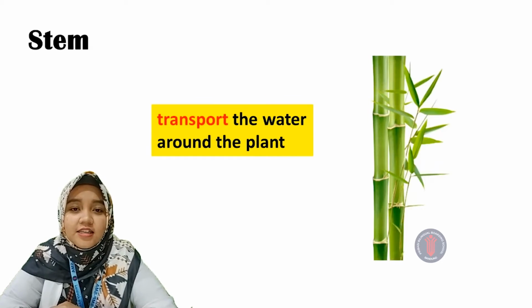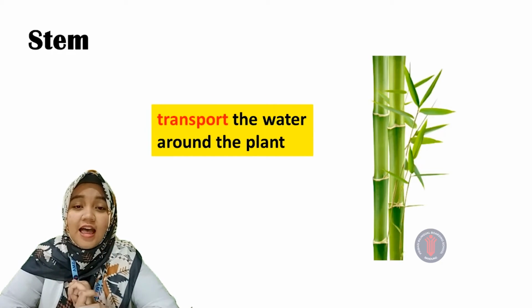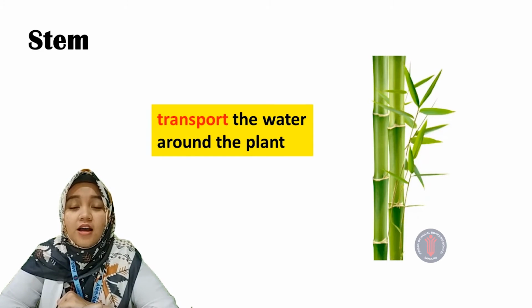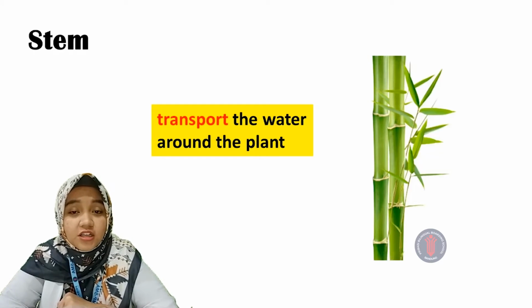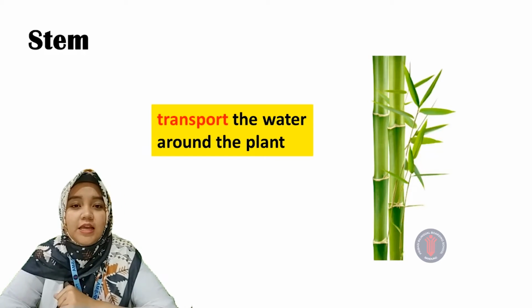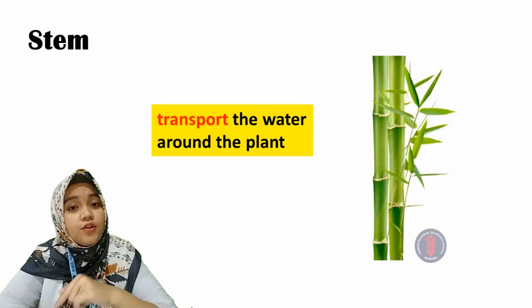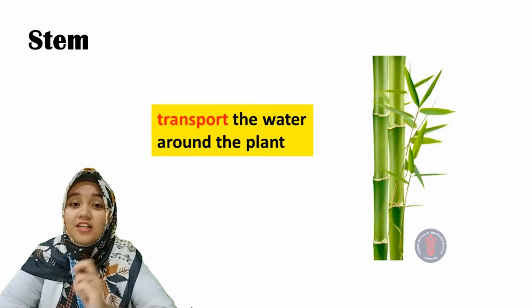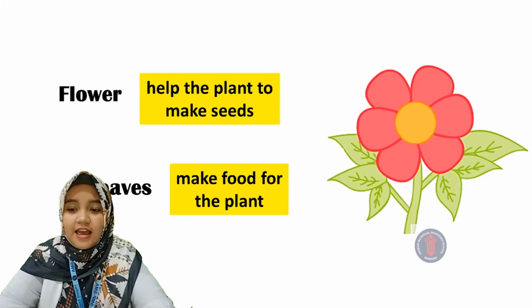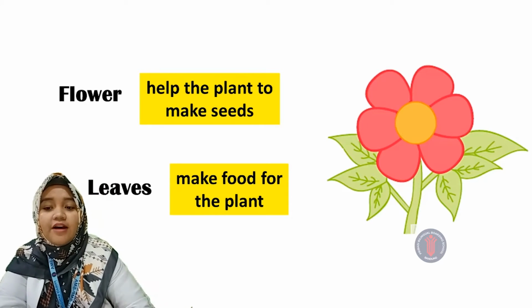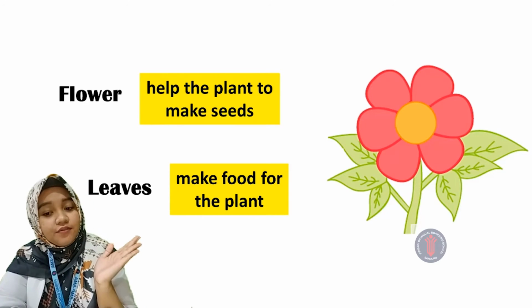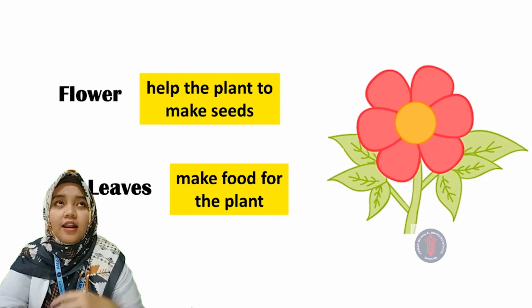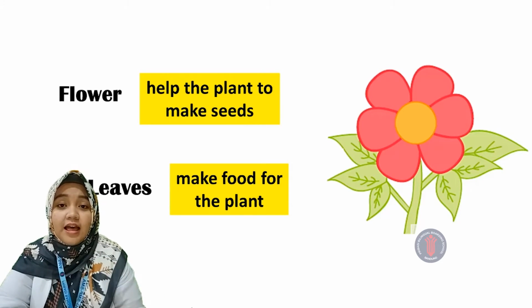Okay, next we have the stem. As you have learned in grade 1 also, the stem is responsible for transporting the water around the plant, for example, from the roots to the leaves or vice versa. And the last ones, we also have flowers to help the plant make seeds, and leaves as the factory for the plants to make food.